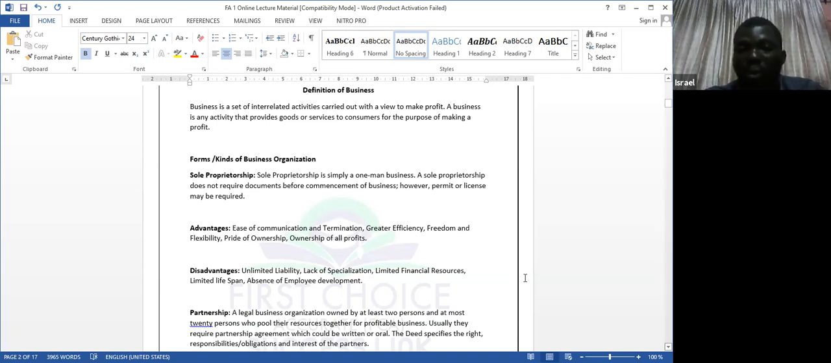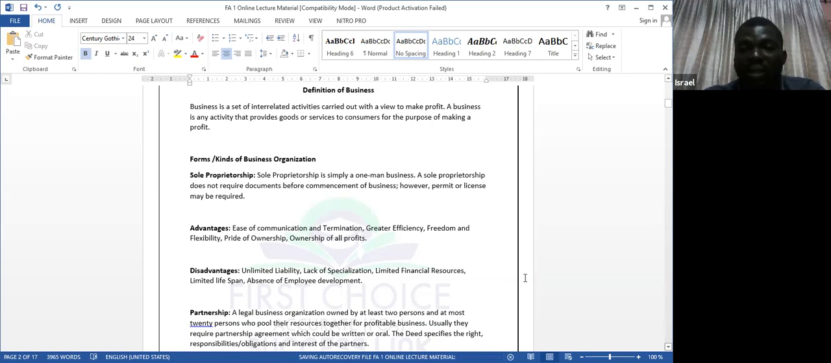Before you can actually commence a business, you are expected to have a permit or a license. So in the environment in which you want to set up, you have to obtain a license from the local government, or from the state government, or from the federal government. It depends on the area that you want to operate in. With that knowledge, we can now move on to the advantages of sole proprietorship.